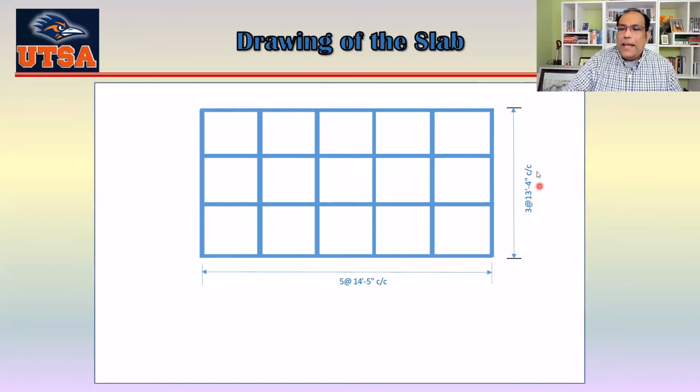Okay, and now you can see the maximum distance between the beams was 17 feet. But actually you see when I make that one like 3 equal sides, that's actually 13 feet 4 inch center to center. Okay. Similarly here, I see that this is at a rate of 14 feet 5 inch center to center.